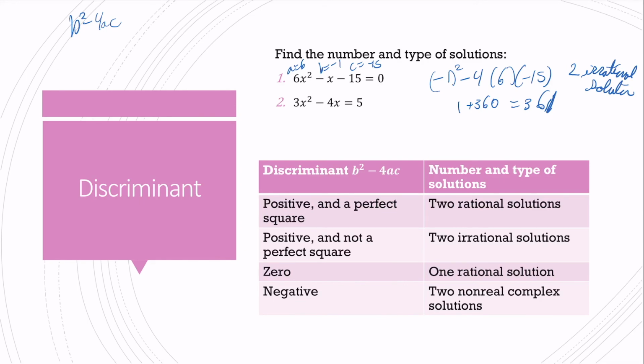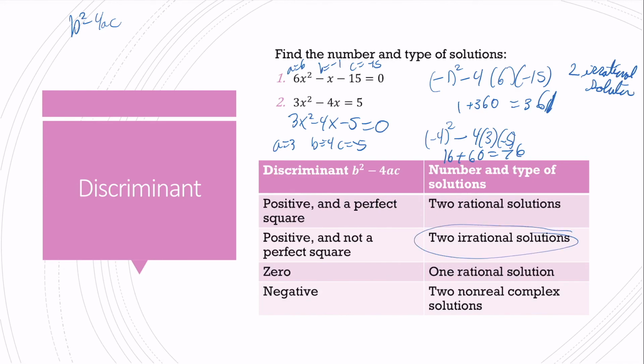Let's say I have 3x squared minus 4x equals 5. The first thing I need to do is get this in ax squared plus bx plus c form. So now I have a is 3, b is negative 4, and c is negative 5. So if I have negative 4 squared minus 4 times 3 times negative 5, that's going to give me 16 plus 60, which is 76. So again, I would have 2 irrational solutions.